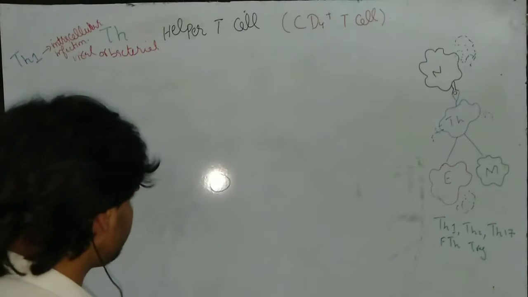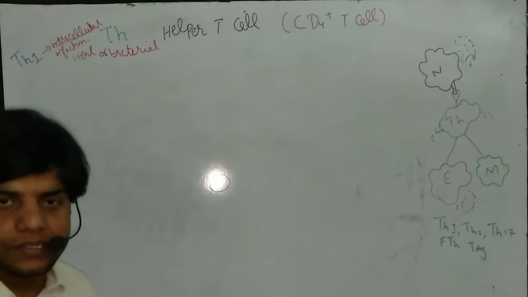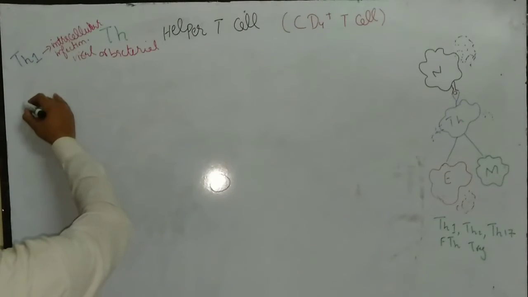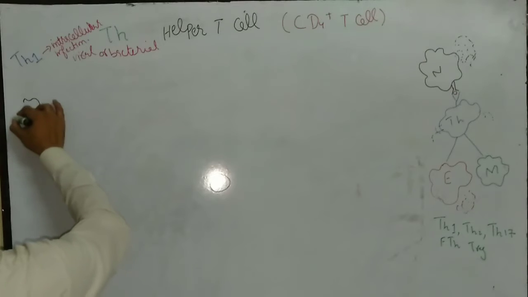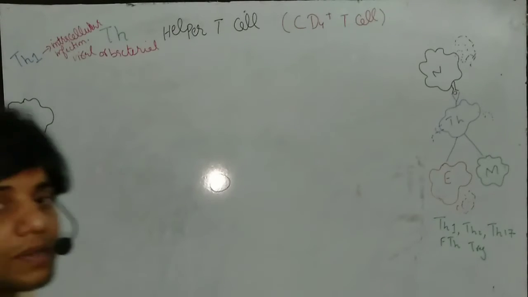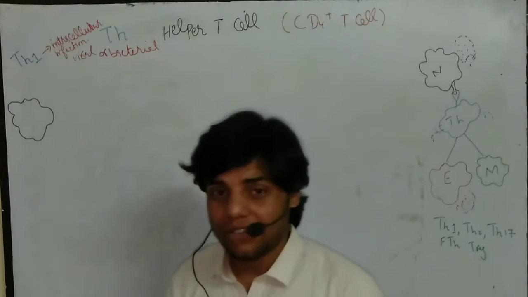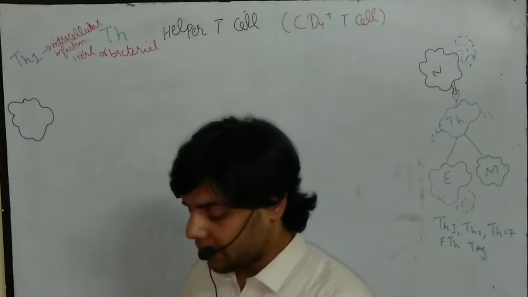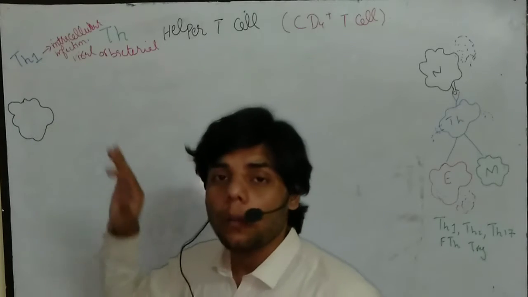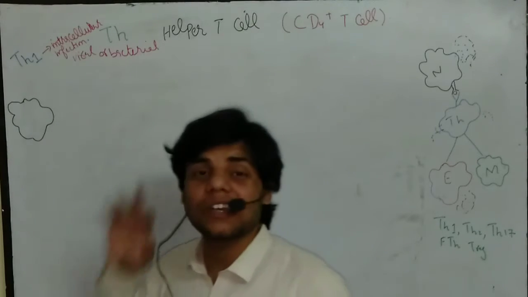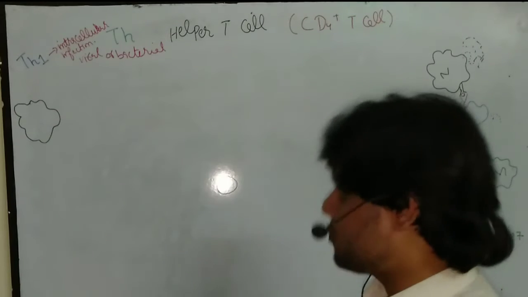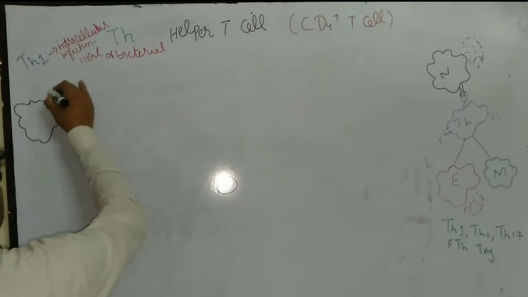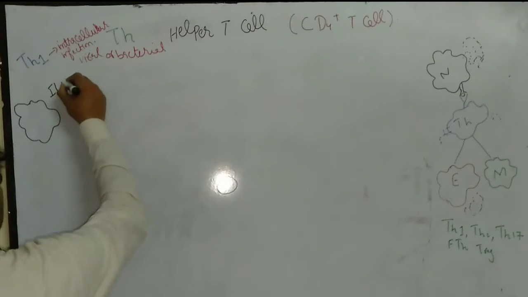In disease or infection conditions, what happens? Let's suppose this is the normal cell of the body, as you can see. If this normal cell of the body gets infected with bacteria or viruses, then this infected cell will secrete some kind of interleukin, which we call interleukin 12. So let me write, they will secrete interleukin 12.